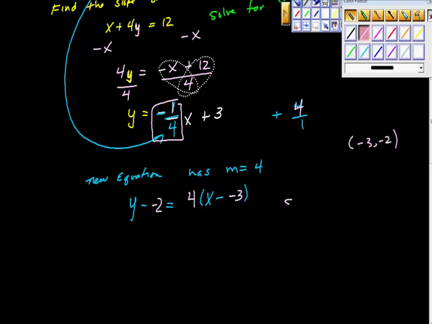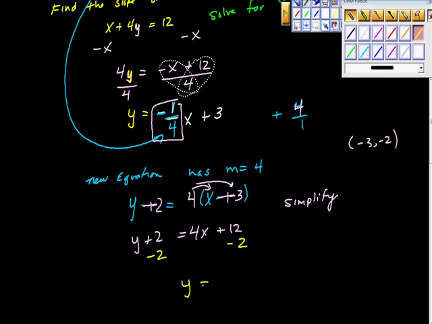Now simplify. As we simplify, negative negative is a positive. Then I'll start doing some math here. I'm going to distribute the 4 into here and here. 4 times x is 4x. 4 times positive 3 is positive 12, isn't it? Is equal to y plus 2. So far, so good, I hope. We want to get this into slope-intercept form. So we're going to add negative 2 to both sides, and we get y is equal to 4x plus 10.